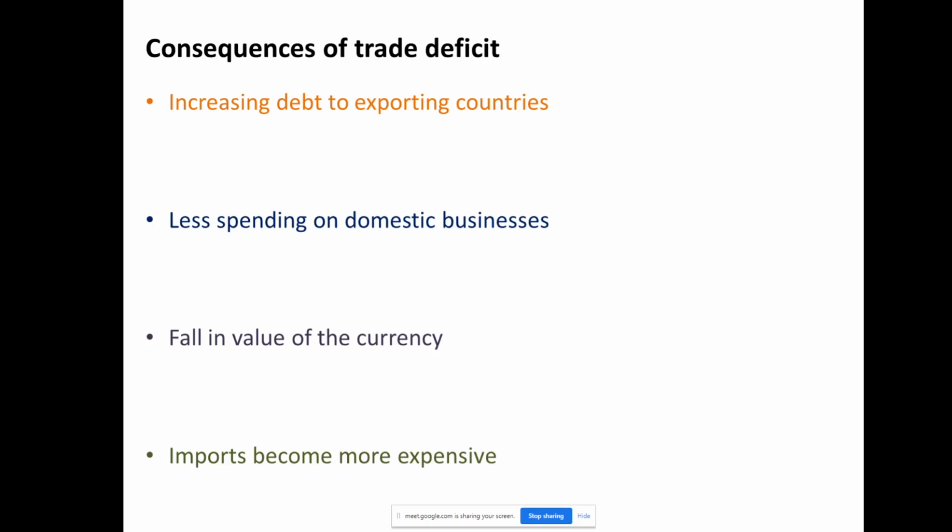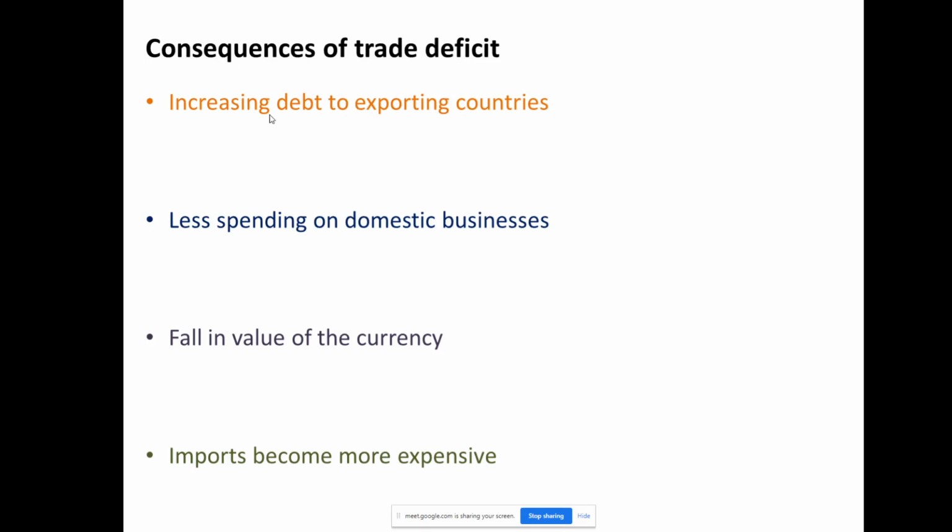Trade deficit is when the level of imports is higher than the level of exports. So we spend more money on imports than the money received from exports. So how do we pay off the extra amount from imports? That's the question. Because now we are spending more money on imports, so this is the problem.